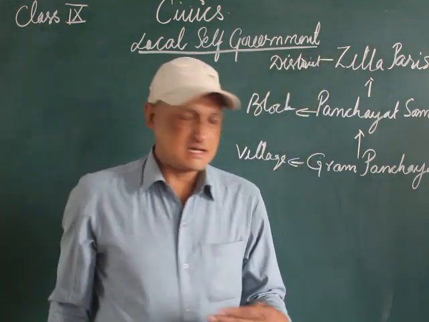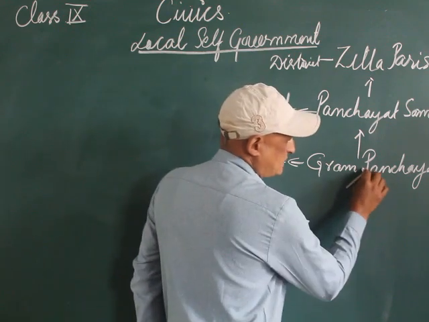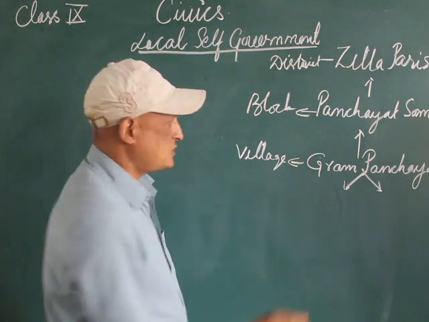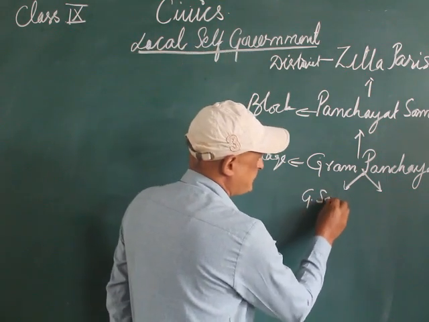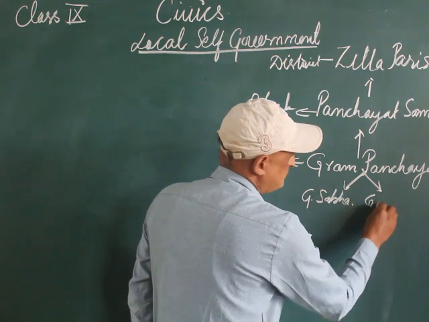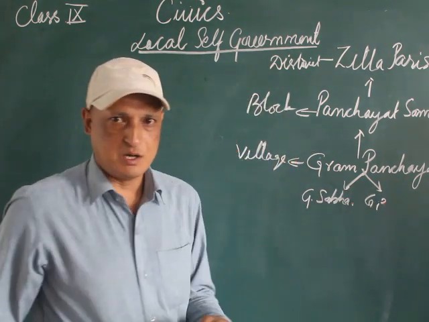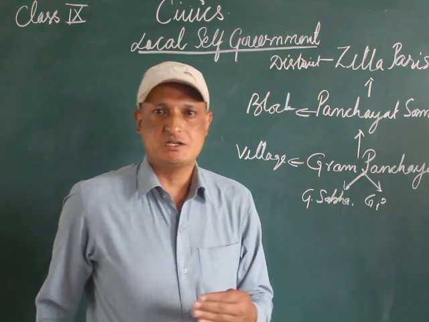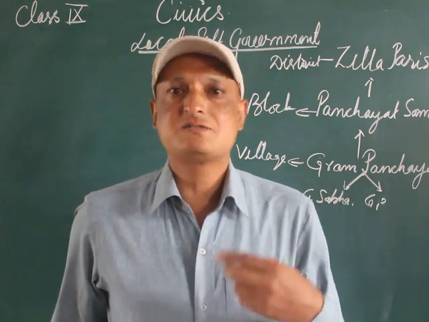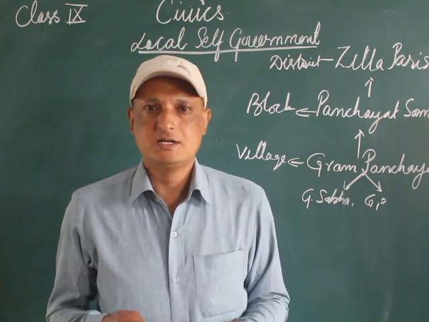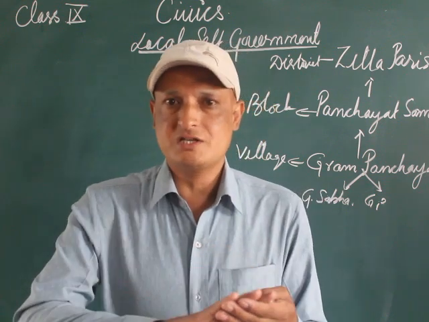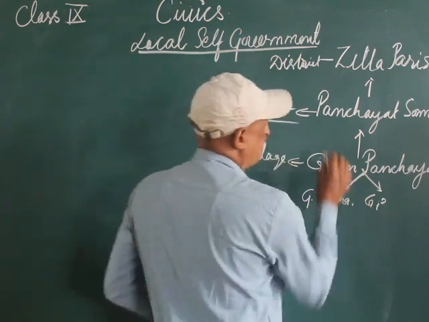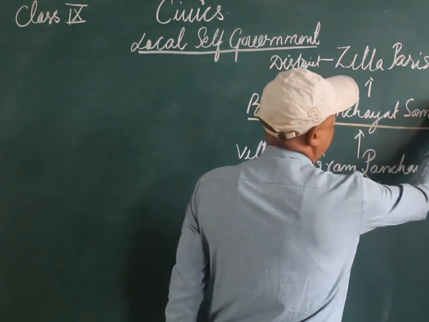Now, in the previous class, we learned about the Gram Panchayat, which has two bodies associated with one another. The two bodies are the Gram Sabha and the Gram Panchayat. We learned about the composition of the Gram Sabha, the functions of the Gram Sabha, the composition of the Gram Panchayat and its functions. I have asked you to learn at least 4 functions from each section. So today we are going to learn about the Panchayat Samiti at the block level.